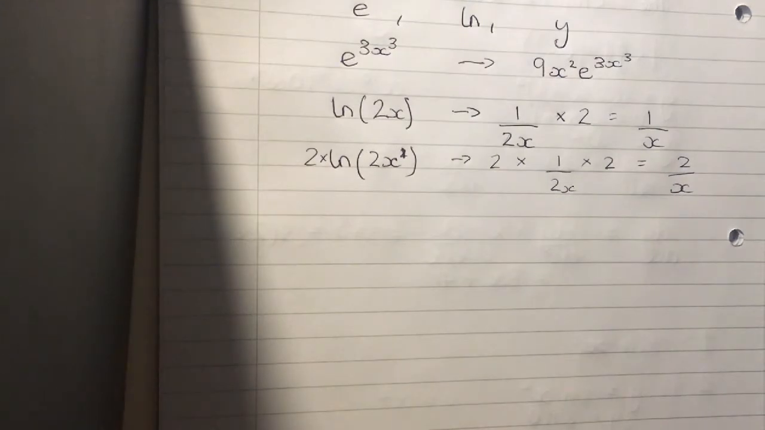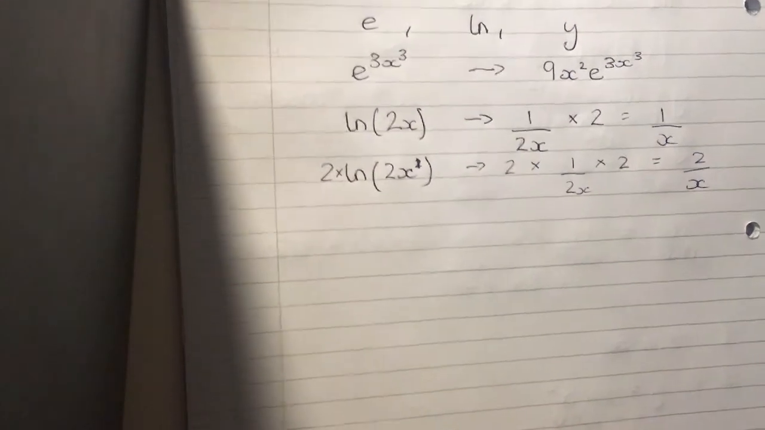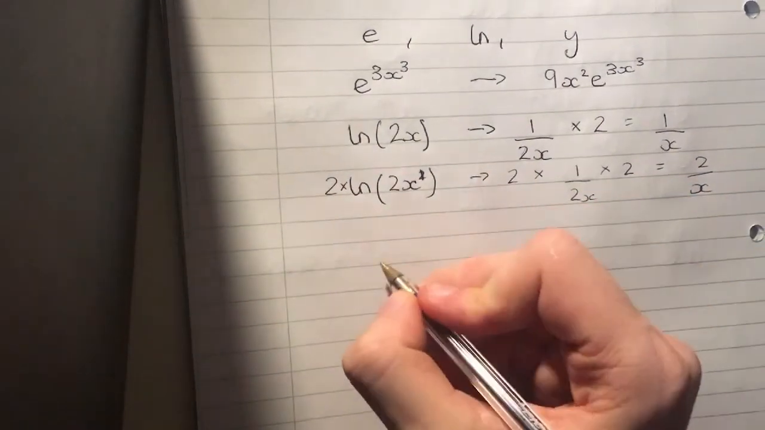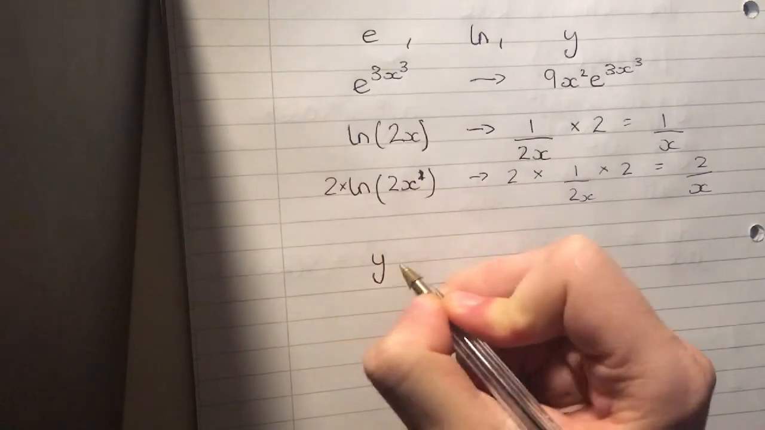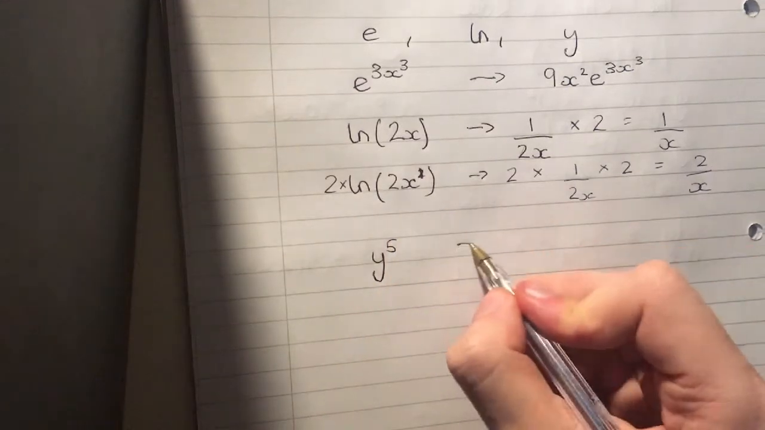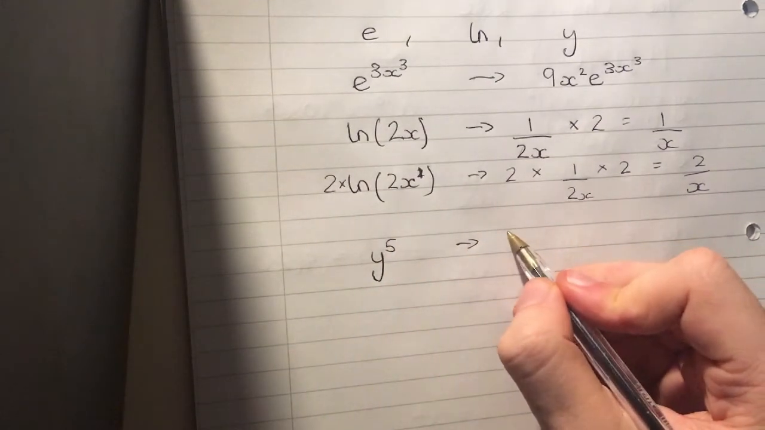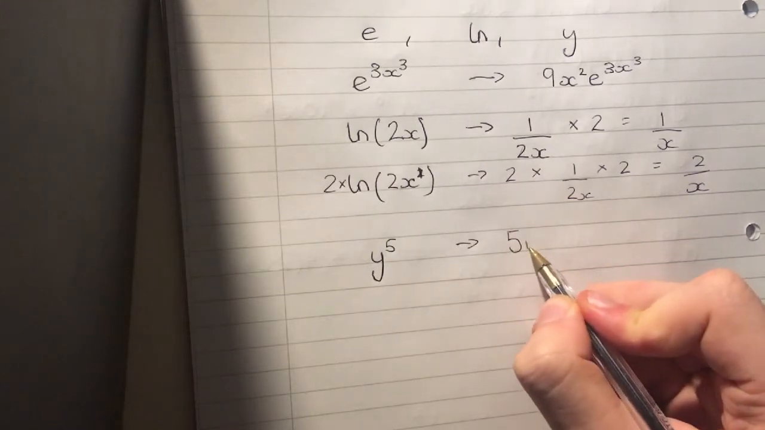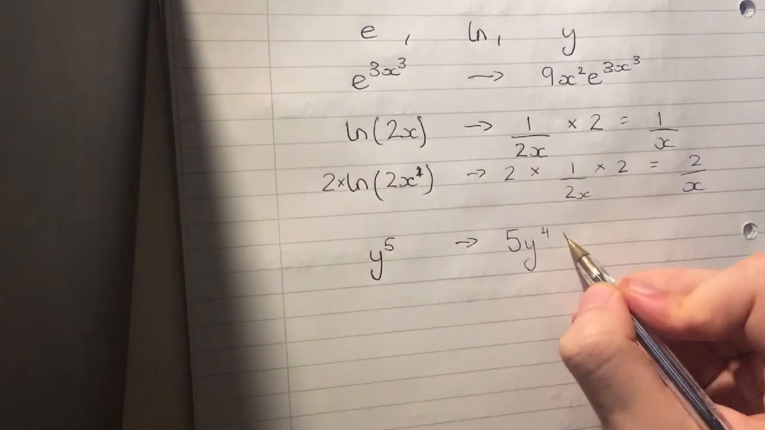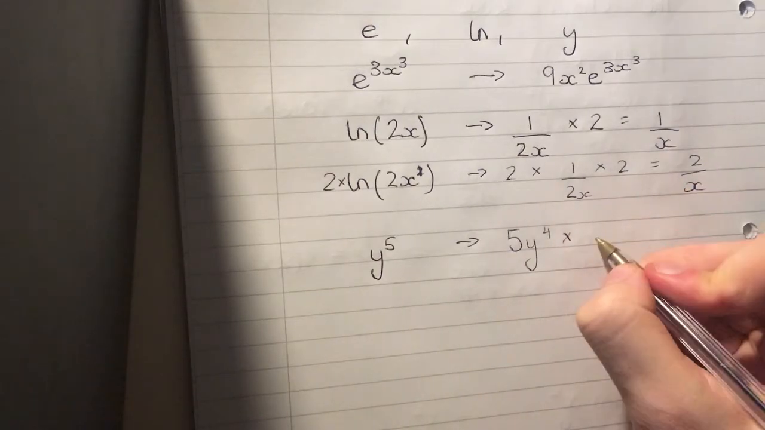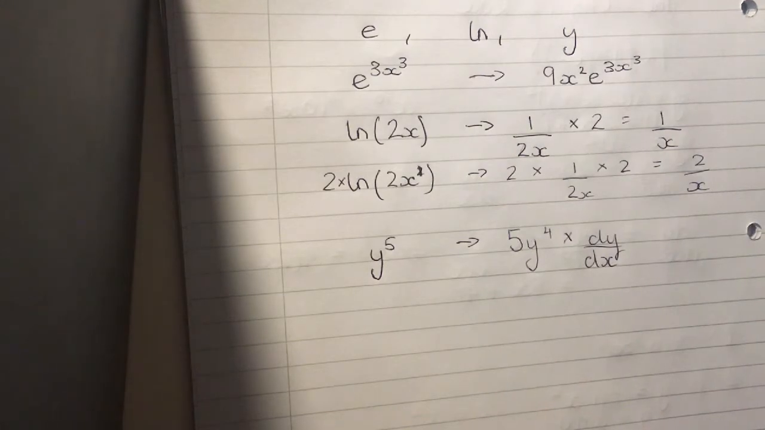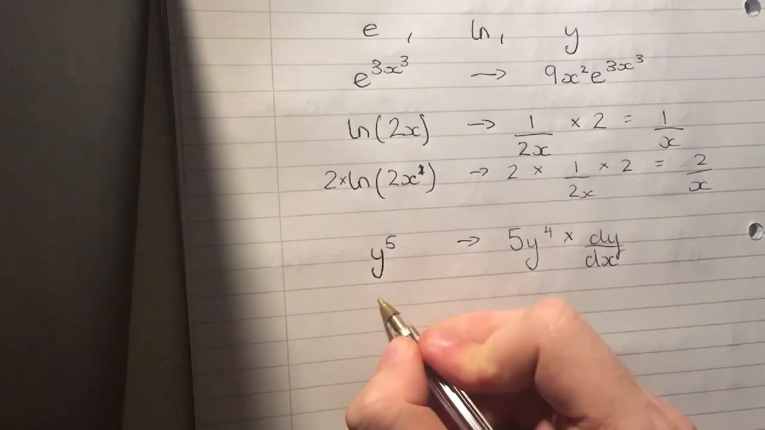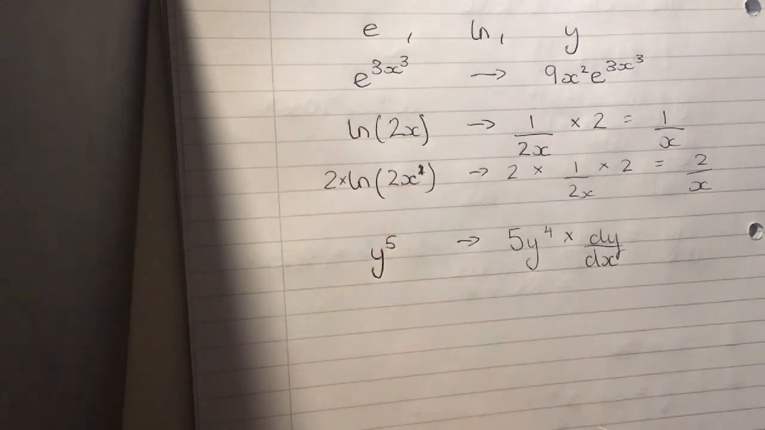And then y is a bit funny. If we were to have y to the power 5, this differentiated would be normal, 5y to the 4, multiplied, though this is the bit that's different, multiplied by dy/dx, because that's just the rules, you know. Well, I'll do that in another video.